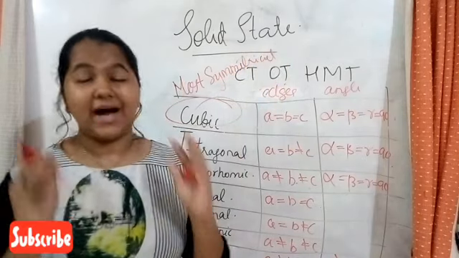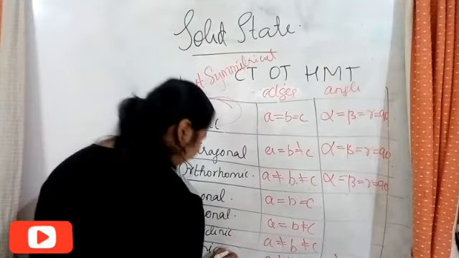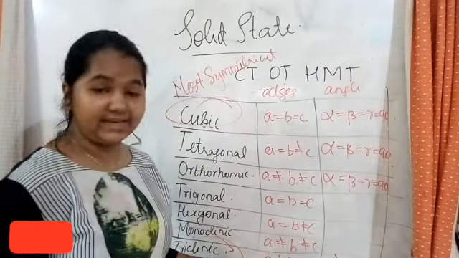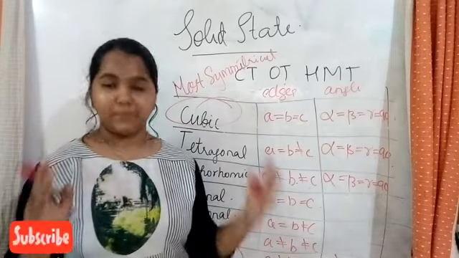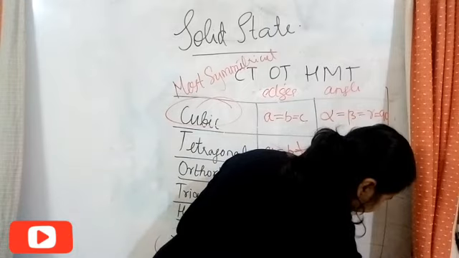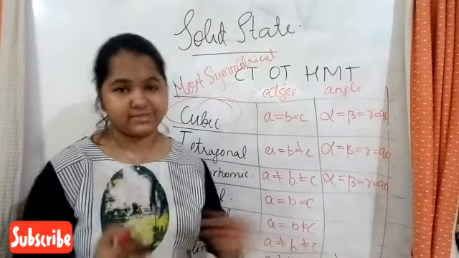And the least symmetrical is called the triclinic. Triclinic: A is not equal to B is not equal to C. Alpha is not equal to beta is not equal to 90 degrees. Now let's see what comes in between.